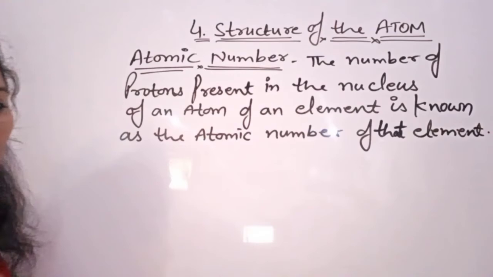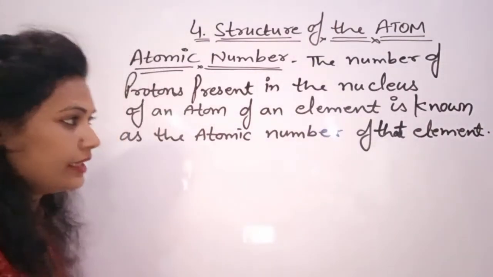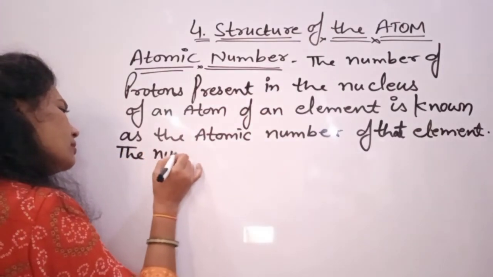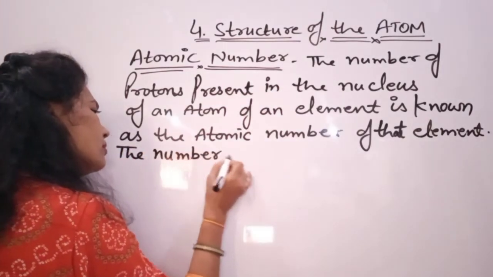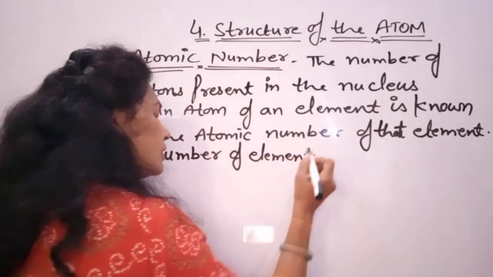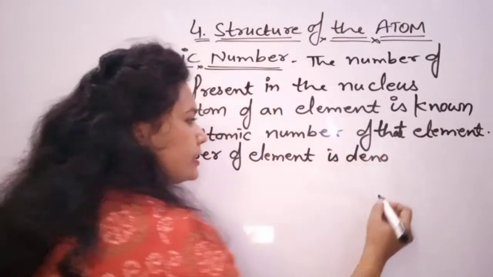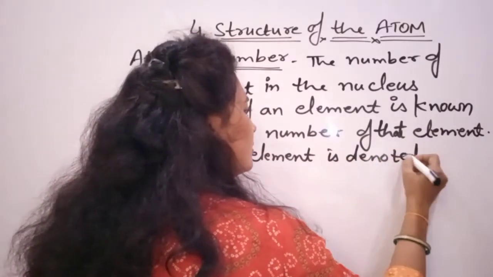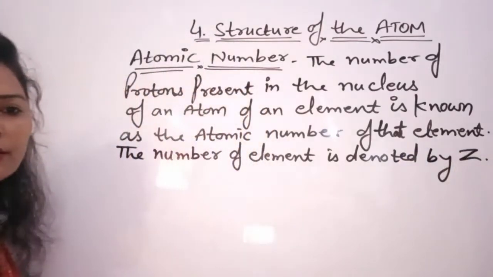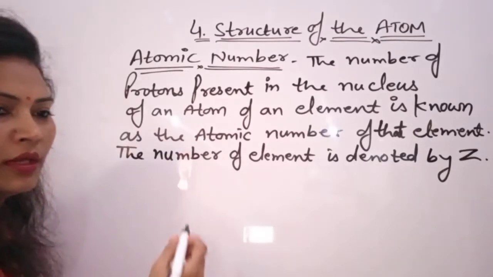Okay. The atomic number of an element is denoted by capital Z. That Z is a letter, you know.